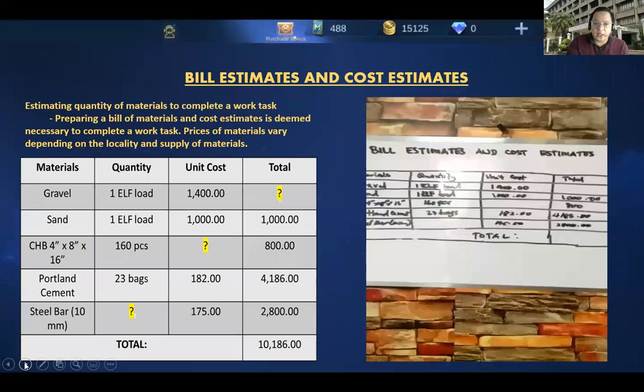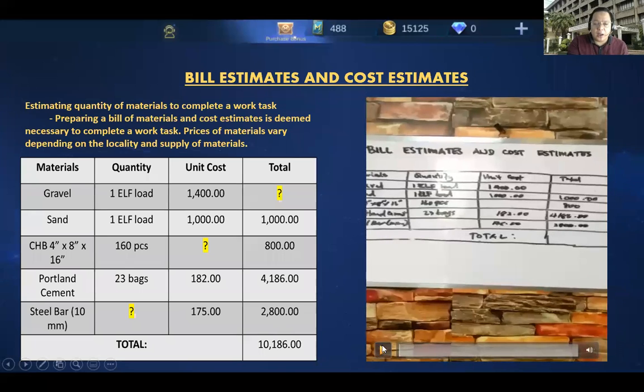Okay, so for the next subtopic, we have the bill estimate and cost estimate. Estimating a quantity of materials to complete the work task, preparing a bill of materials and cost estimate is very important and necessary to complete a work task. Remember, prices of the materials vary depending on the locality and the supply of materials.